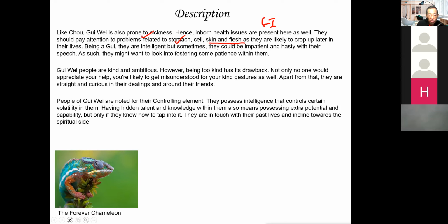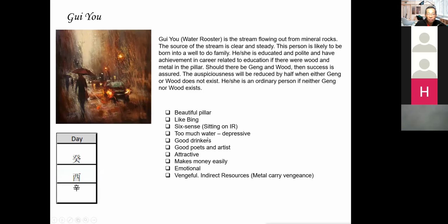Okay, again, Gui water, this is the forever chameleon. The chameleon can change the color, can change to blend in very well. Therefore, the Gui Wei is also one that can do many things. They have many hidden talents and knowledge. They're able to support that in part. And of course, because they are very spiritual, of all the people, they have a closer affinity to get in touch with their past lives. And they tend to do that as well. Okay, as you come into the Gui, this one is the mother of revenge. Not as bad as the Sin backstabber, but we find them vengeful.